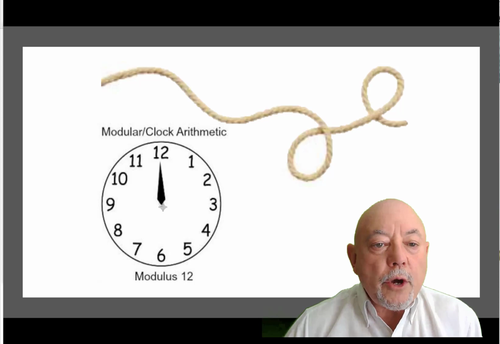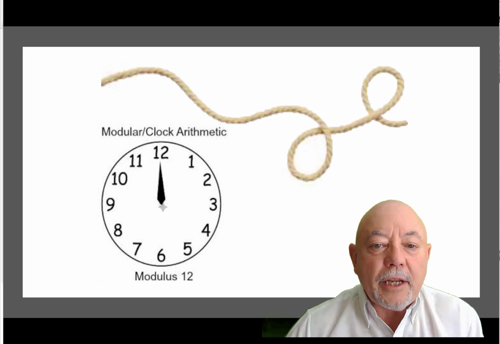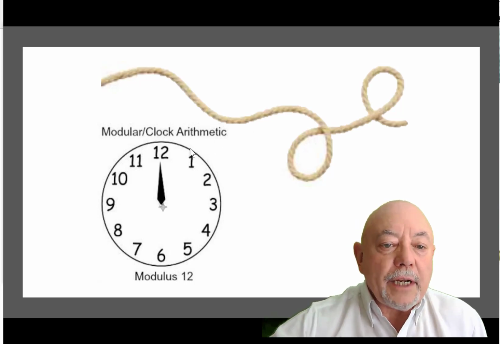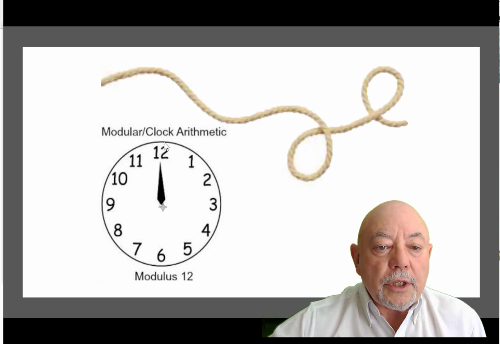So I want to go over the basics of public key infrastructure, PKI. And the basics lie in mathematics. Let's suppose we have a length of rope, and we know that it can wrap around the clock maybe once or twice. It looks like about twice.